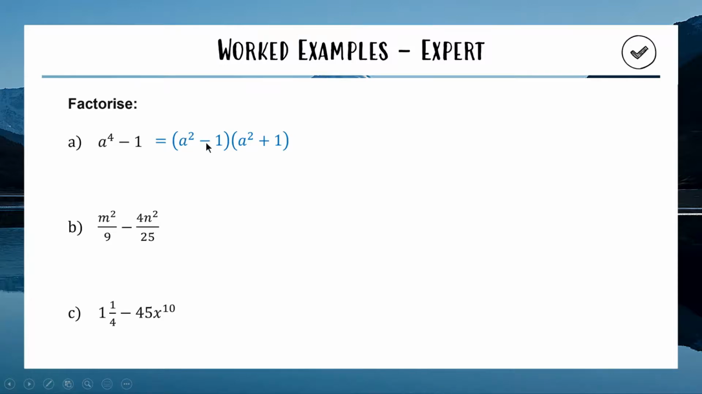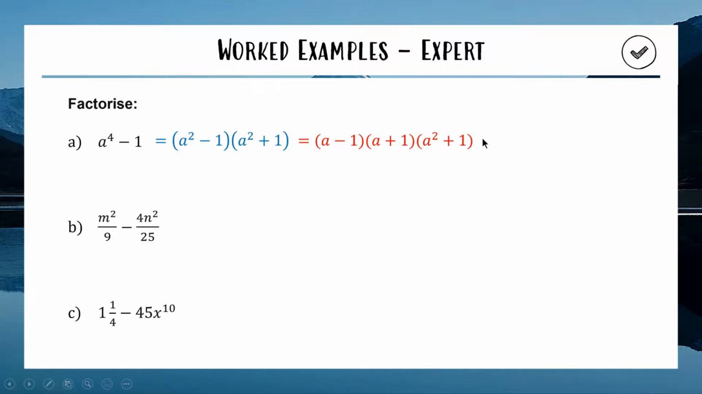That's correct. A squared take away 1 is also a difference of two squares. So this bracket here can actually be further factorized. We can split this up into a minus 1 and a plus 1 as the square roots. So the blue answer there is a partially factorized answer. The red one there is a fully factorized answer.